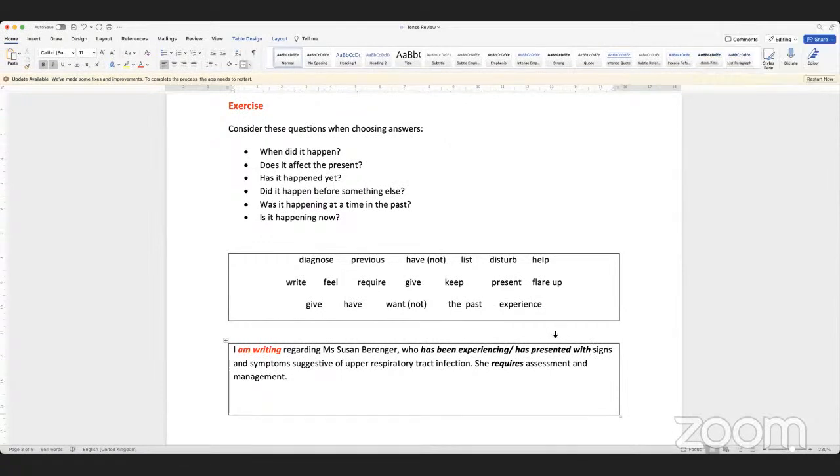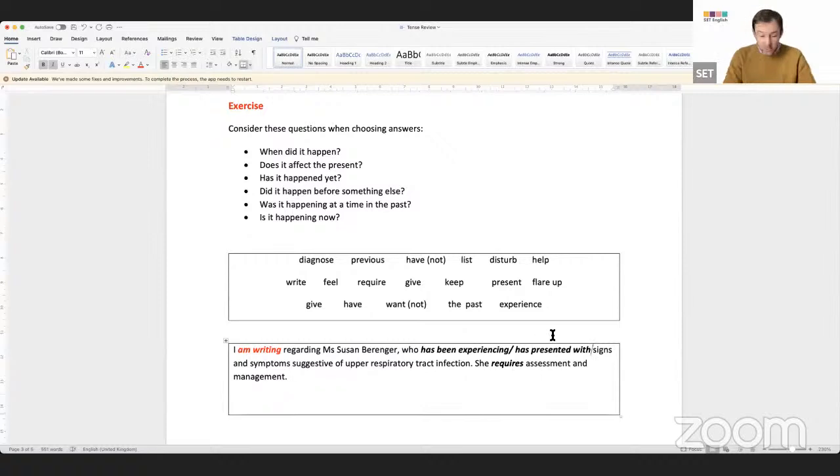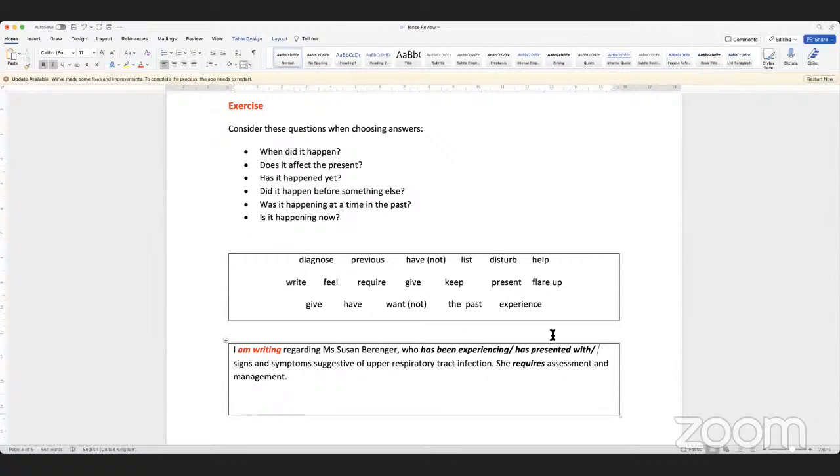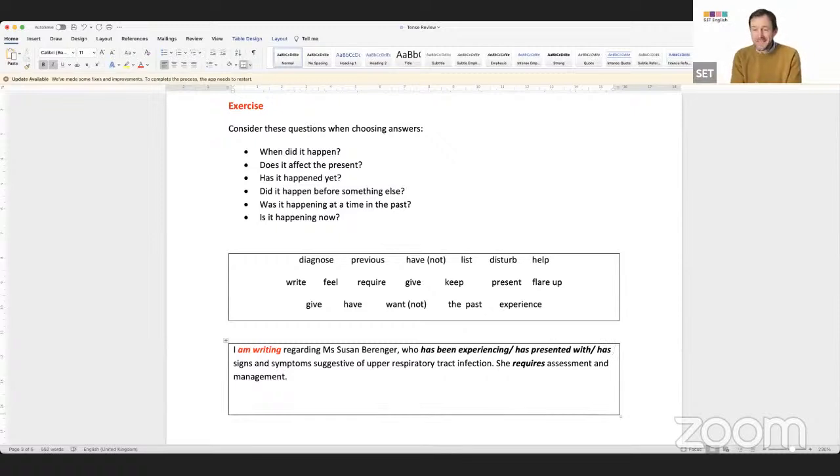No? If we just say, "who has signs and symptoms", can we? Yeah, you could use the present simple, couldn't you? Yeah. That means that right now she has those signs and symptoms. That's okay. All of these things give us the same idea to the reader. We could also put "she will require", I guess. I suppose you could do it, but I would stick with the present simple.